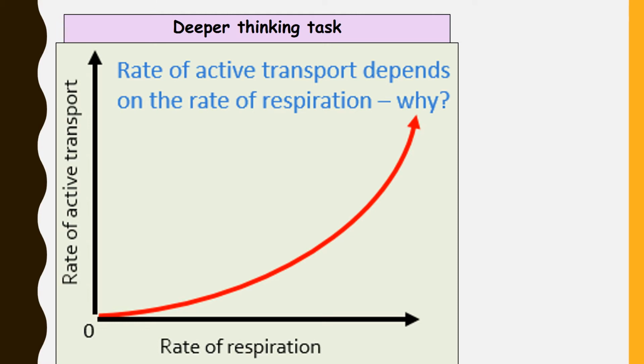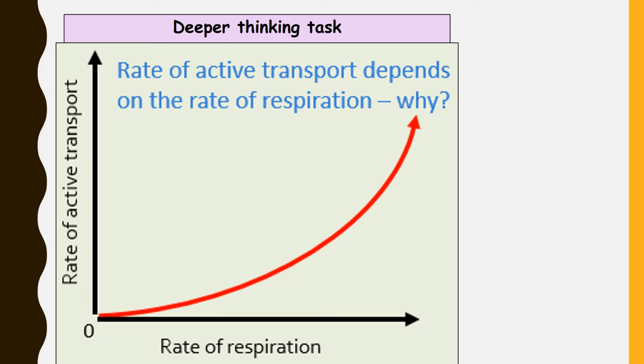Now, here is a graph that is showing the rate of respiration and a process called active transport. Again, this came up in the first chapter that we were doing about active transport. It was one of the ways in which substances can be moved in a cell, and it's directly related to the rate of respiration, which we can see on this graph. So as more respiration occurs, more active transport occurs. But can you pause the video and think about why that is?